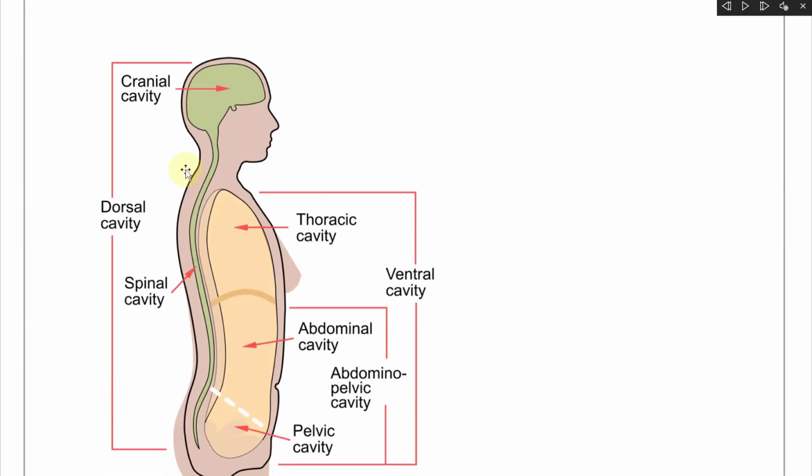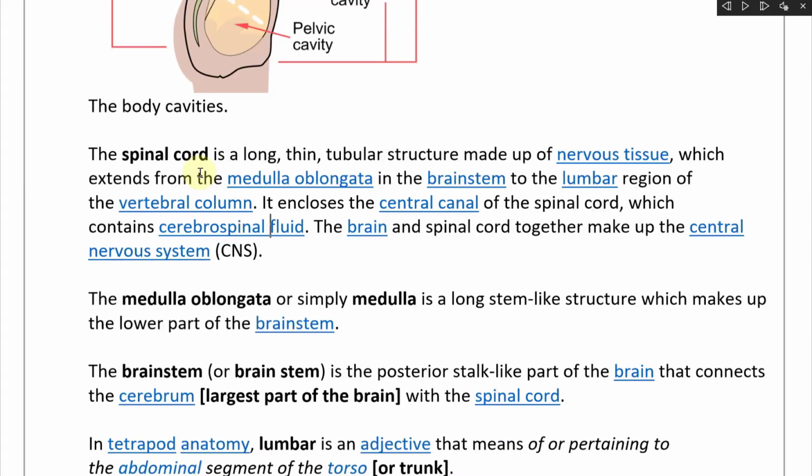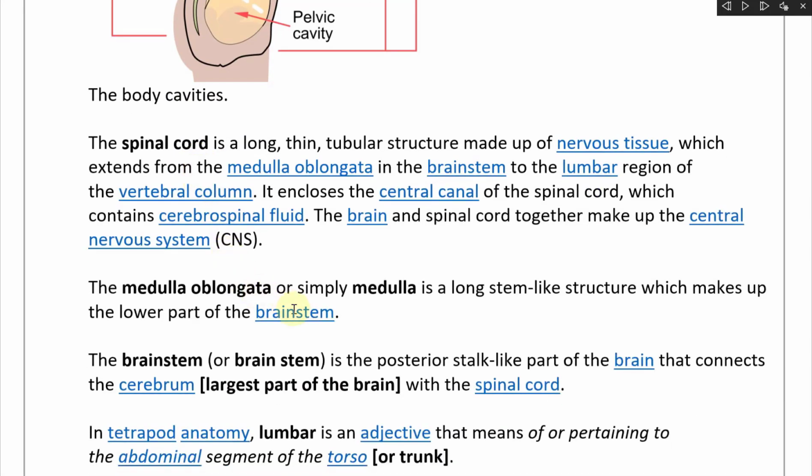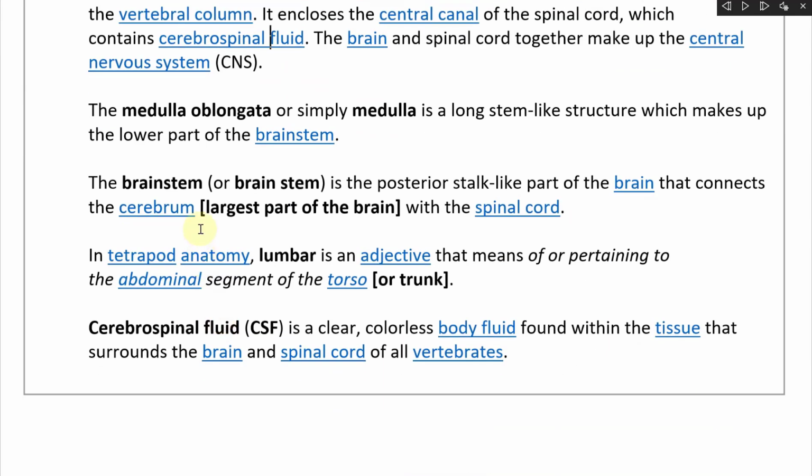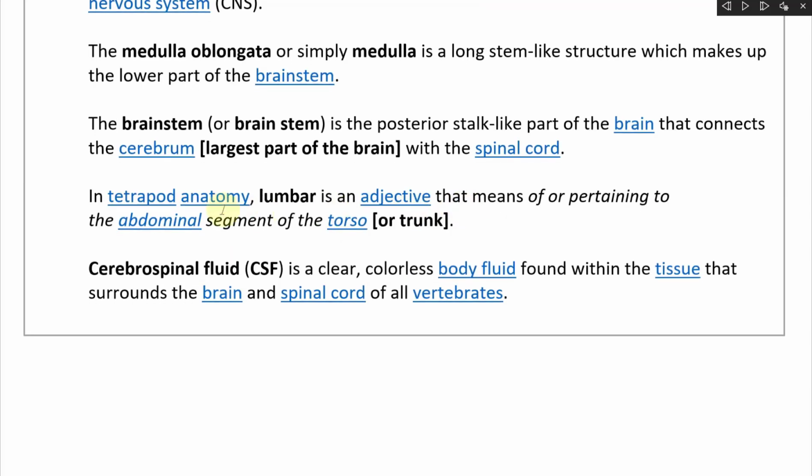Or spinal canal. Let's read up on the medulla oblongata. So the medulla oblongata, or simply medulla, is a long stem-like structure which makes up the lower part of the brainstem. Interesting. So continue further. So the brainstem is the posterior or the back stalk-like part of the brain that connects the cerebrum, which is the largest part of the brain, with the spinal cord.